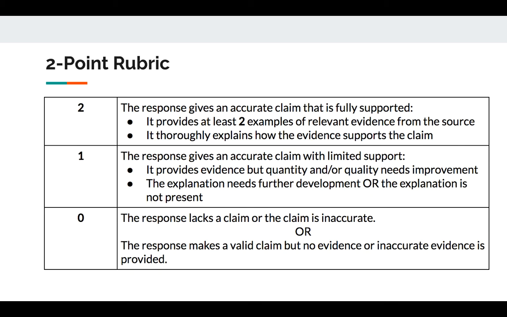What score would you give this response out of 2? Think about whether it has 2 examples from the text and whether it explains the examples thoroughly. I would say that yes, it gets a 2 out of 2 because it explains the 2 pieces of evidence very thoroughly and how they support the claim.